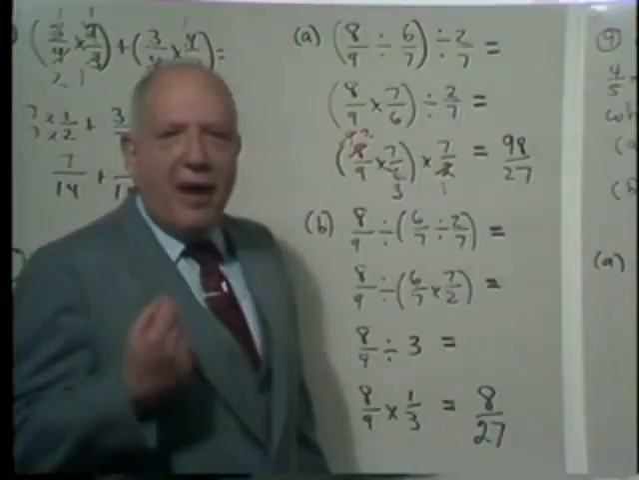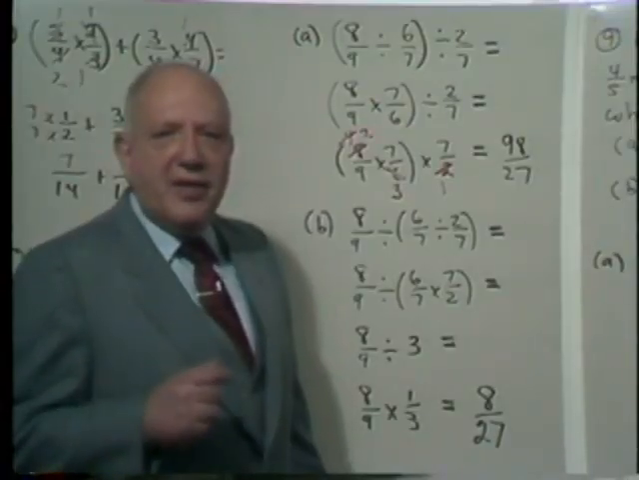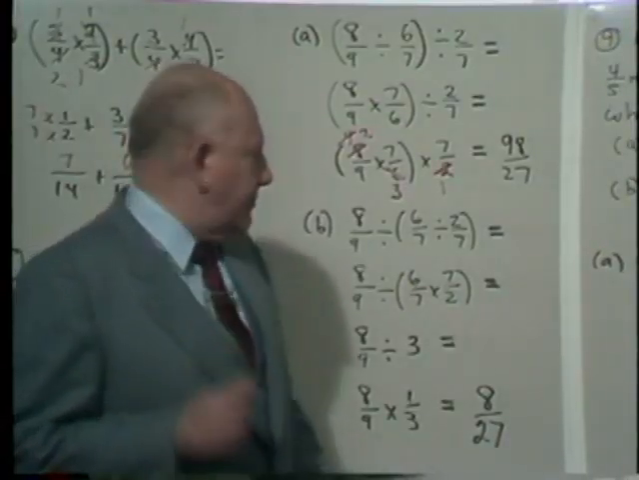And a number is divisible by 3 if and only if the sum of its digits is divisible by 3.